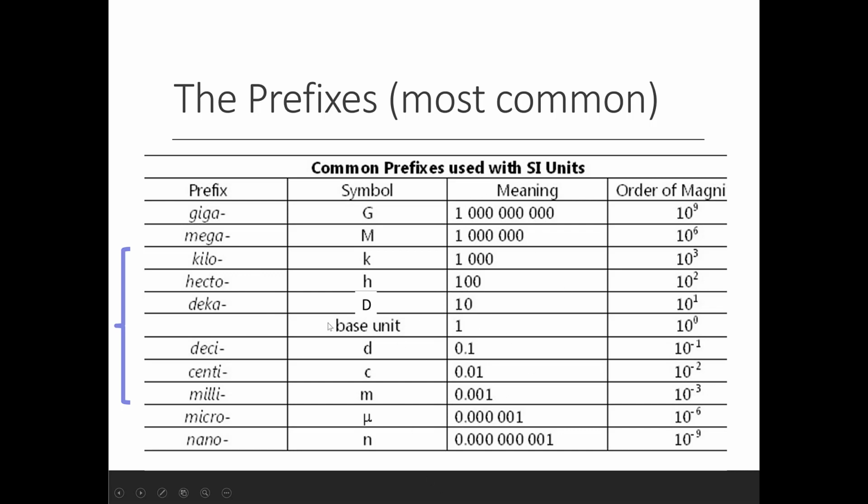So if we have 1 meter, that would be down here, 1 meter is the same as 100 centimeters. There are a lot of centimeters in 1 meter. Or there are 1,000 meters in 1 kilometer. Right? Kilometer is a large unit. There are a lot of meters in 1 kilometer.